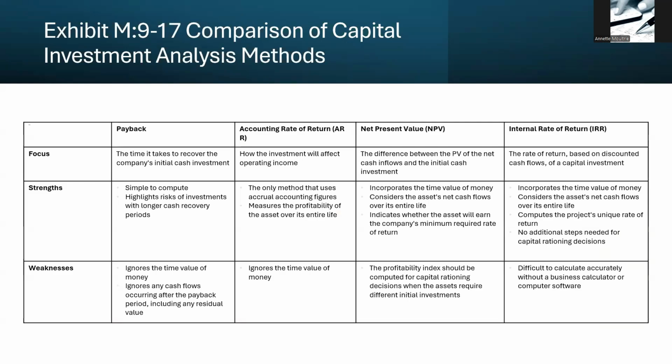Okay, here you see a table which shows the comparisons of capital investment analysis methods. You have the payback, the accounting rate of return, the net present value, and the internal rate of return. You have the focus on each one of them, its strengths, and its weaknesses. We know that managers must use, or should use, or sometimes even use more than one of these methods to gain different perspectives on their risk and returns. Okay? So this table you can review at your leisure.